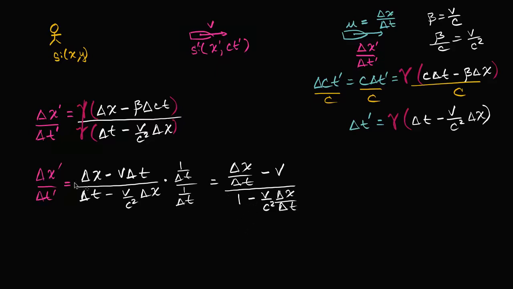So this is cool. We've just been able to figure out what our velocity in the primed coordinate system, the s prime frame of reference, is, in terms of the relative velocity between the s prime frame of reference and my frame of reference, and delta x over delta t, the velocity in my frame of reference. We know all of this other stuff, too. This is just delta x over delta t, and this is v. Or we could even write it like this. We said delta x over delta t is going to be equal to u. So it's equal to u minus v over 1 minus, and delta x over delta t is just u, so it's u times v, or v times u, all of that over c squared.